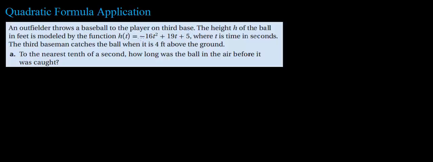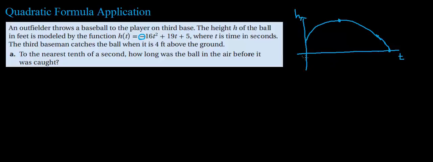I see there's a negative in front of the square term that indicates that this parabola opens down. So if I make a little image of what might be happening here, I have something like this, a parabola. It has a maximum point. Somewhere along here, it's going to hit the ground. Your x-axis is your time axis, and this is the height of the ball in feet.